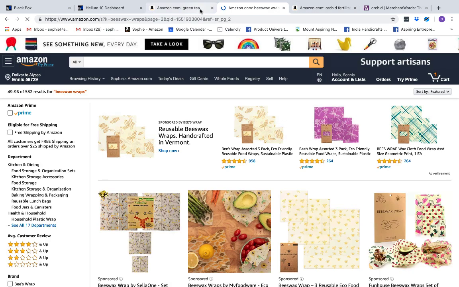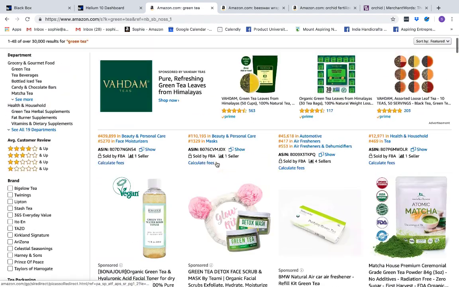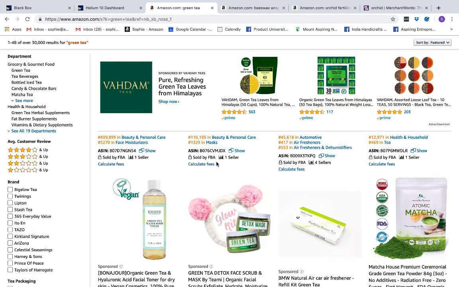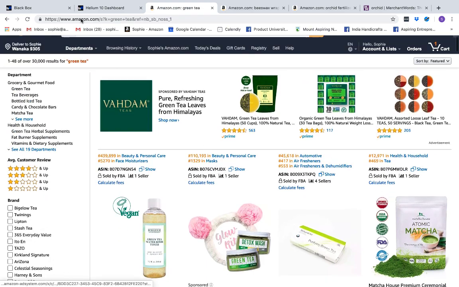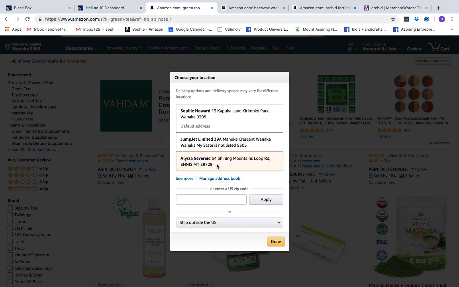And then another level of competition here. This would be sort of medium, green tea. So if I did a search for green tea, actually that's still got my wrong address.